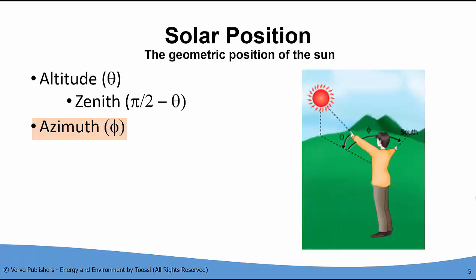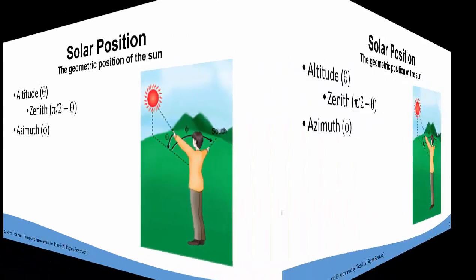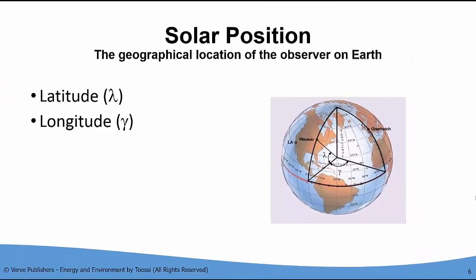The complement of altitude is sometimes used instead of the altitude, and that's called zenith. That's the angle that the sun makes relative to the normal to where we're standing. Of course, once you know the altitude, you know the zenith, so these are not two independent angles. Our position on the Earth can also be measured with two angles. These two angles are the latitude and longitude.